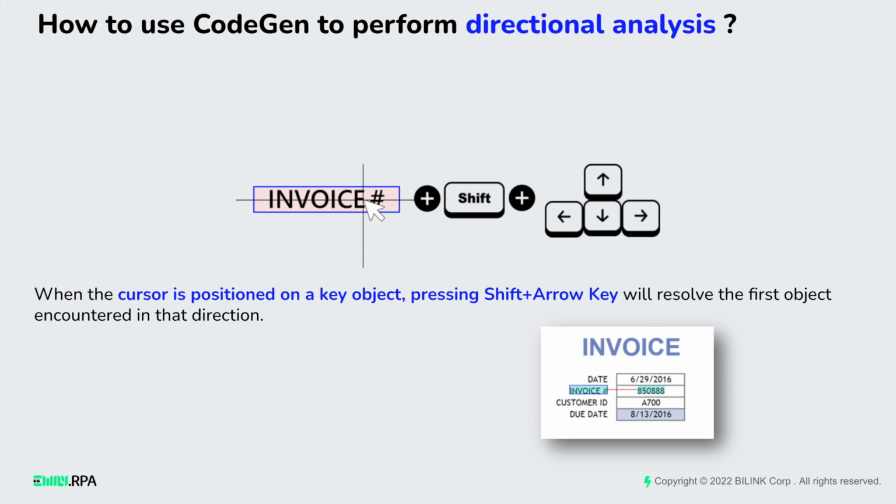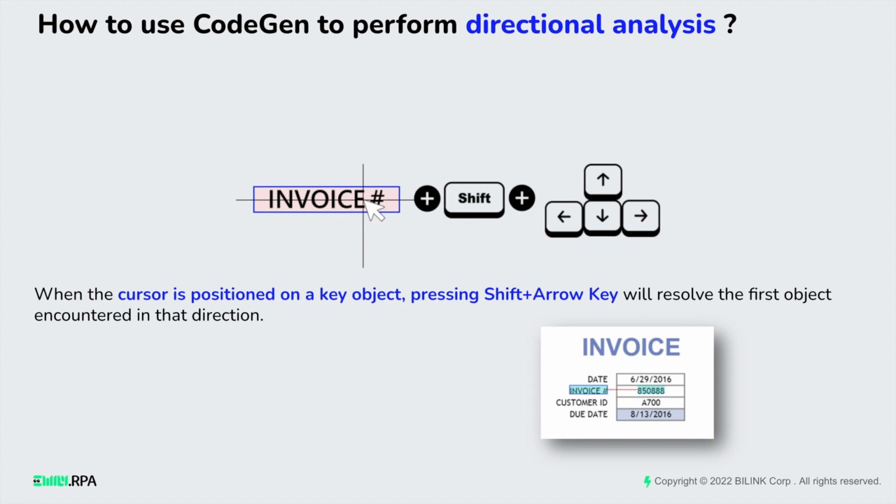Directional analysis can be done directly in PDF Viewer by using the codeGen function to generate code automatically. The way to use it is to move the mouse to the top of the key text object, press and hold the Shift key, and then press the Direction key.